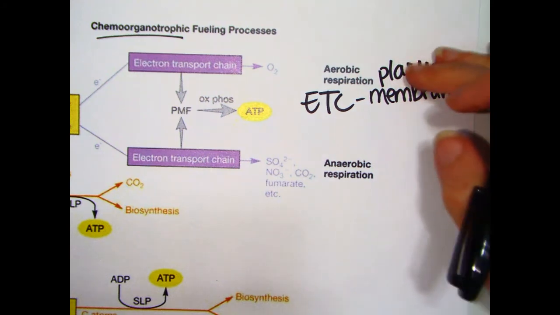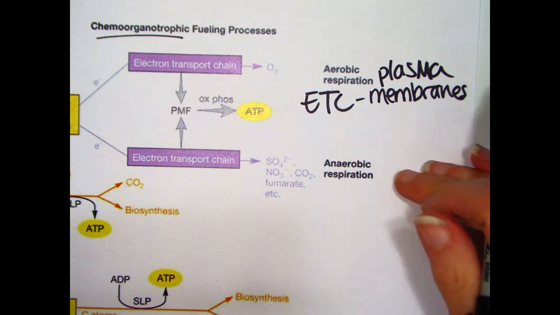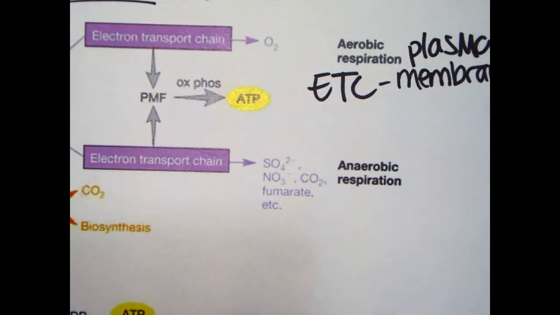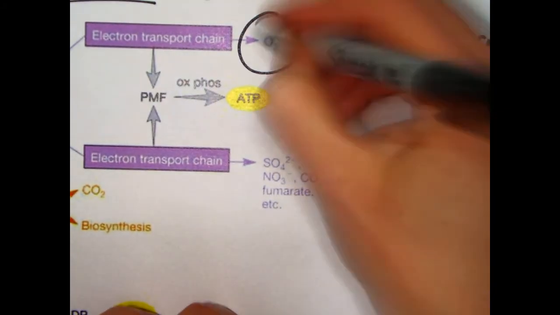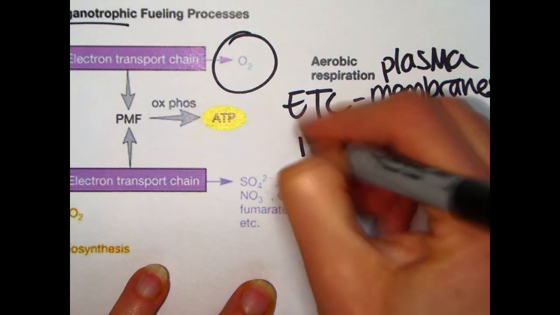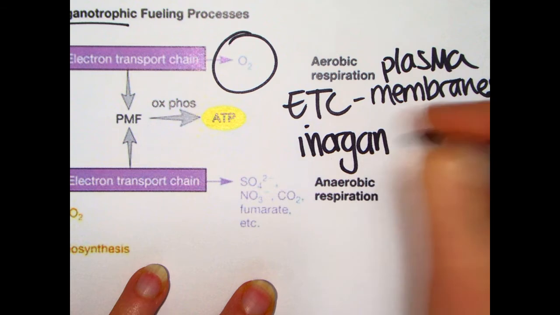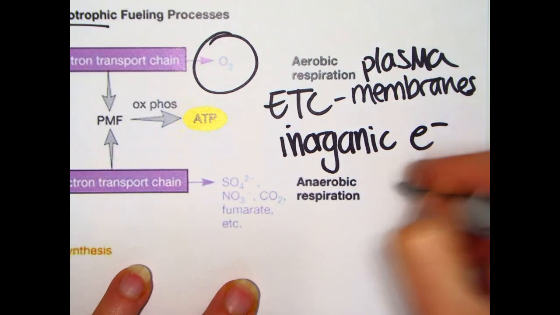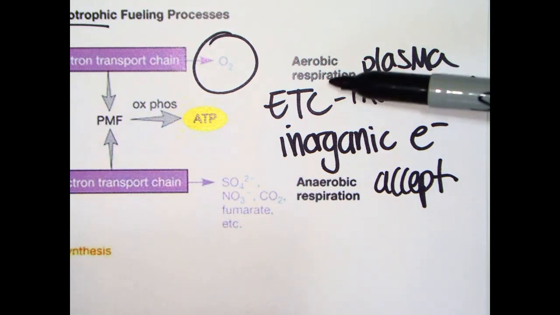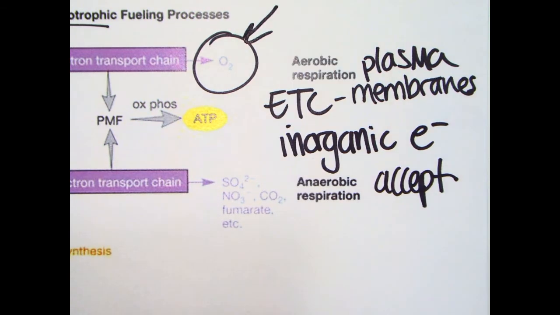So both anaerobic respiration and aerobic respiration have electron transport chains. The biggest difference in them is the final electron acceptor. So both types of respiration use inorganic electron acceptors. This is a big difference from fermentation. So aerobic respiration always uses oxygen as the final electron acceptor and turns it into water. So this will be the respiration that you guys are most familiar with from Gen Bio.